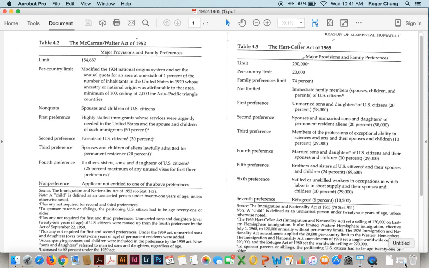If we look at Table 4.3, the Hart-Celler Act of 1965 opens up the doors and doubles the amount of immigrants that are going to be expected into the United States. And we're seeing here family, again, is a huge component of immigration law and a predictable component of who we're going to expect in the United States. In 1965, we double the immigration limit, but now we also see an expansion of family members largely being sponsored over by professionals. You're also going to see more professionals, with, take a look at this third preference, exceptional ability in the sciences and the arts.